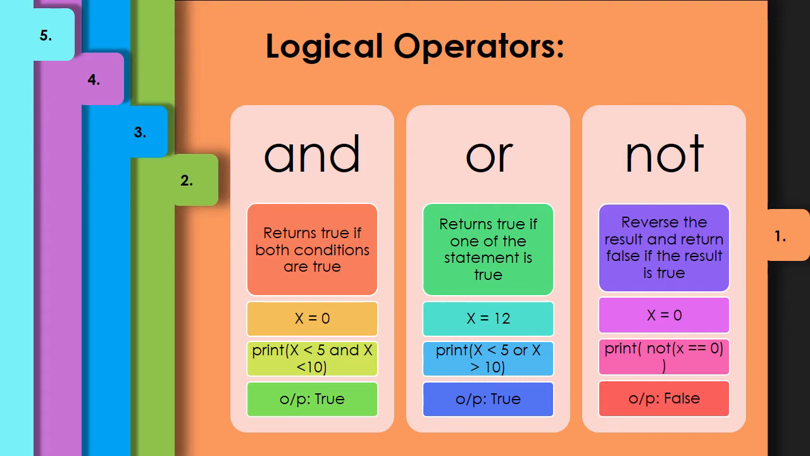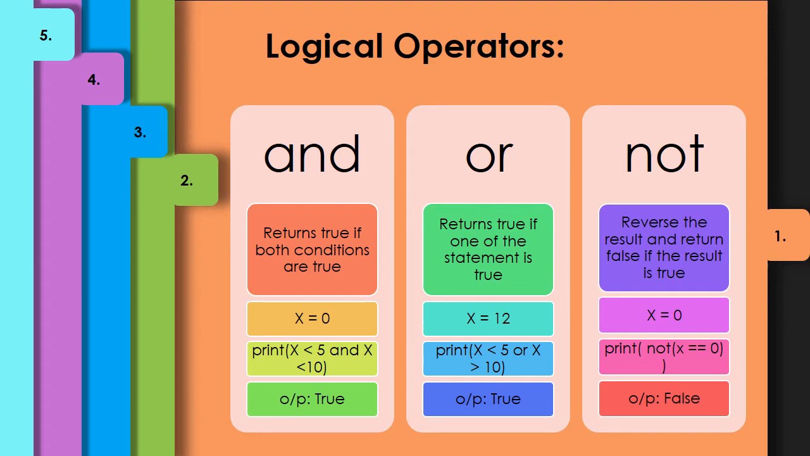Now the logical OR operator returns true if one of the statements is true. Either the first statement should be true or the second statement should be true. If the first statement is true, then it won't go to the second statement or condition, and it simply returns true. Here for example in the logical OR operator x equal to 12. This is the variable which has value 12.